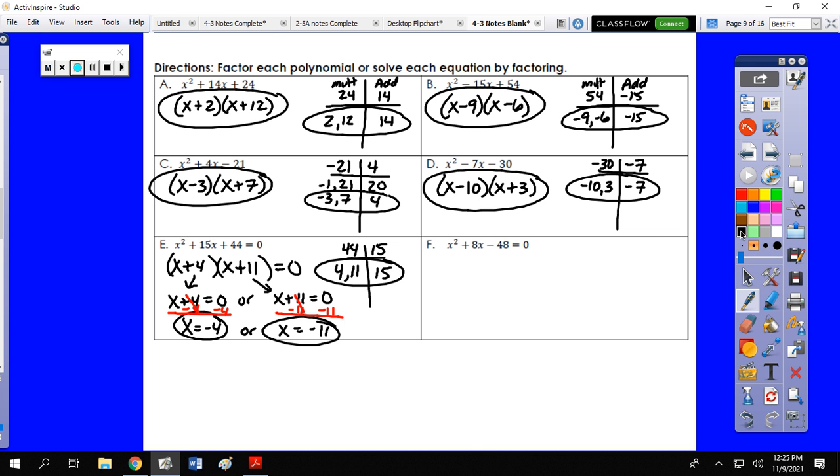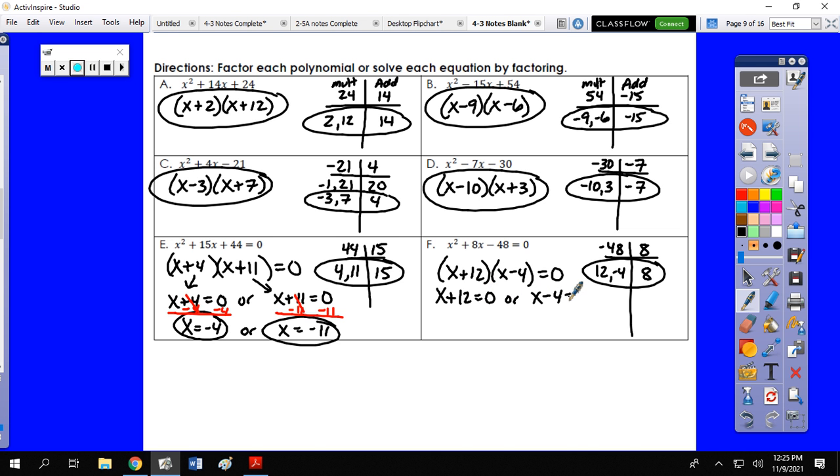Same thing on letter F. We need two numbers that multiply to negative 48 and add to positive 8. That would be 12 and negative 4. So this factors into x plus 12 and x minus 4, which means our possible solutions are the solutions to the equation x plus 12 equals 0, or the equation x minus 4 equals 0, which would be x equals negative 12, or x equals positive 4.